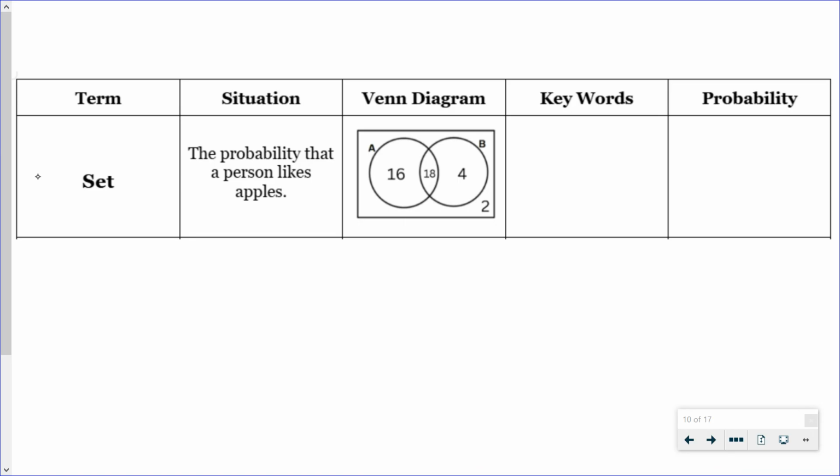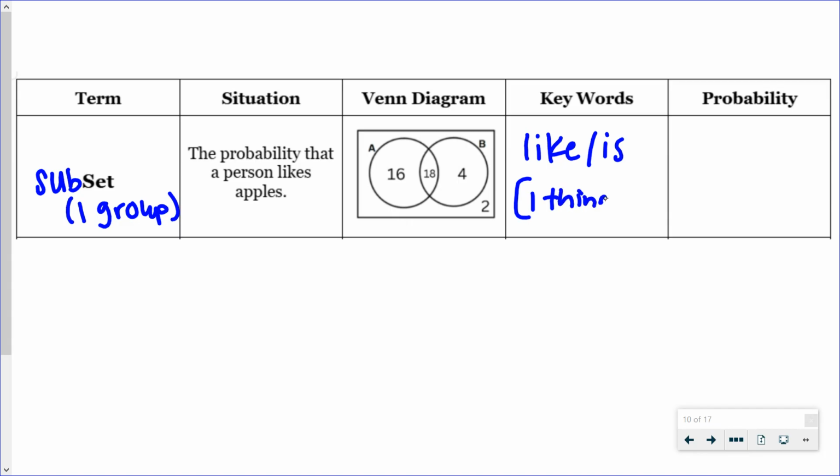Okay, getting back into our math. First, I want you to write the word sub here. I should have written that and mistyped it on your version. But a subset is like one group. So a situation talking about the probability of a subset would be the probability that a person likes apples. They like, or is, and then it's just one thing. So our keyword is like the like or is, and then just one thing.